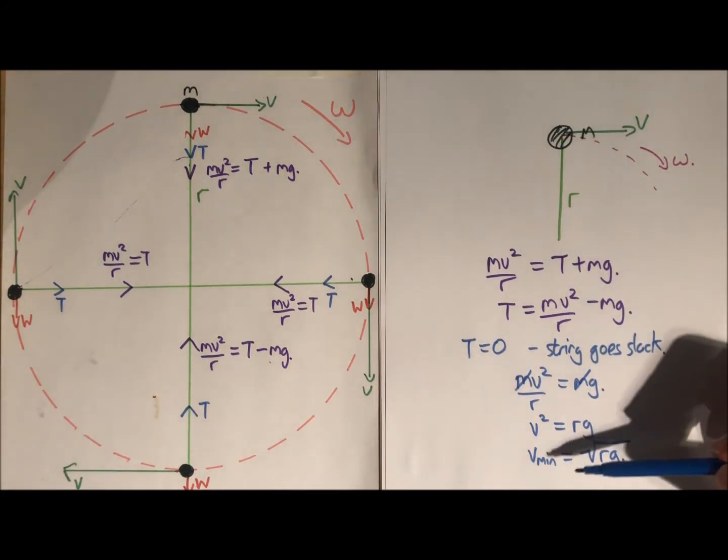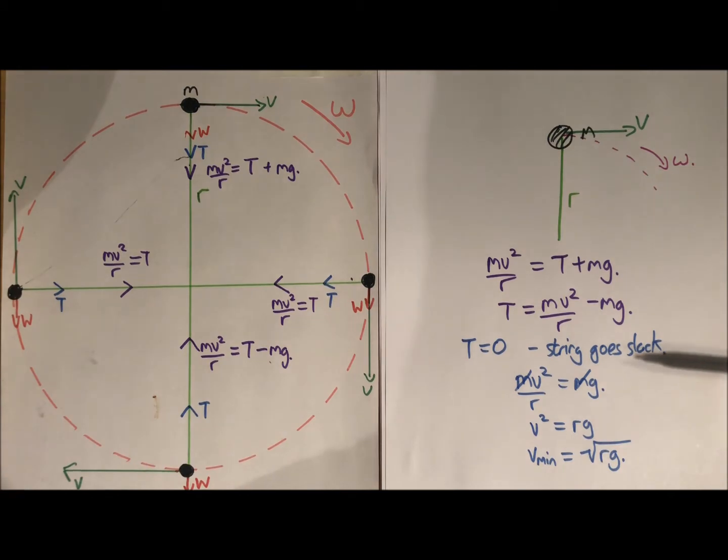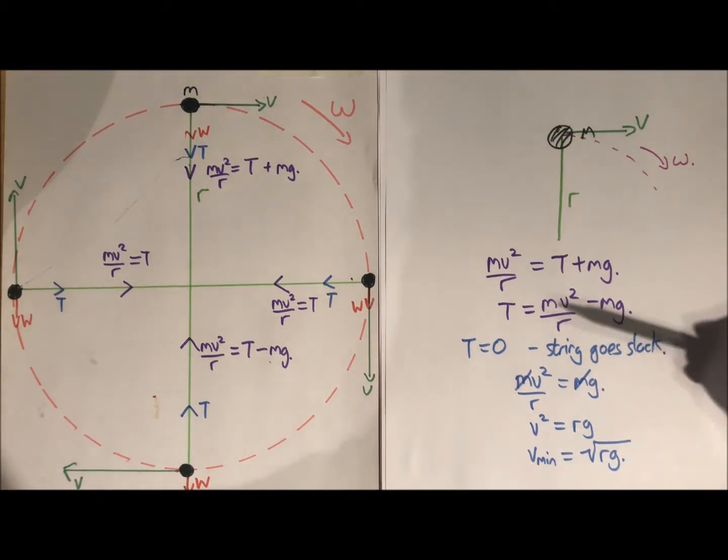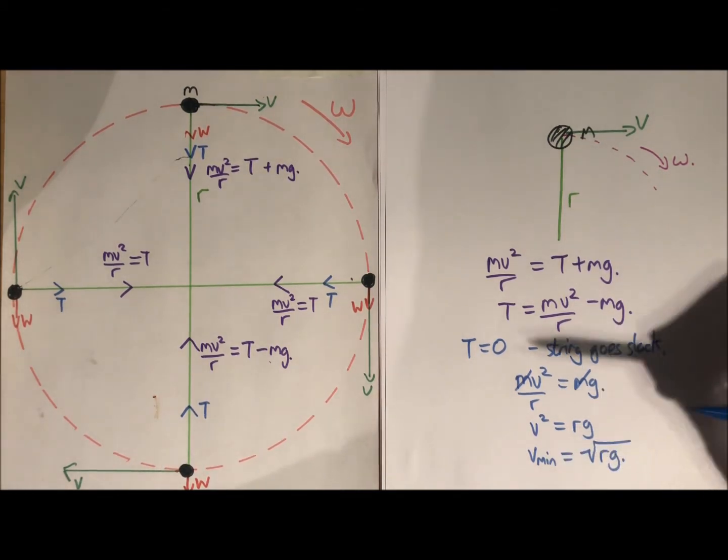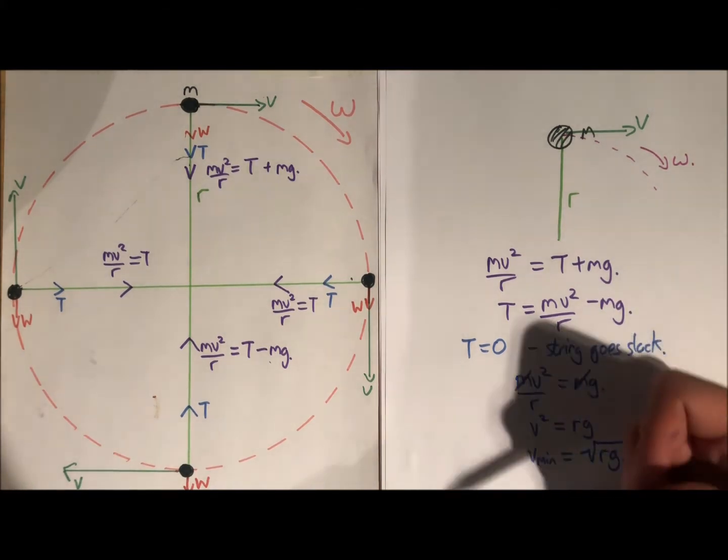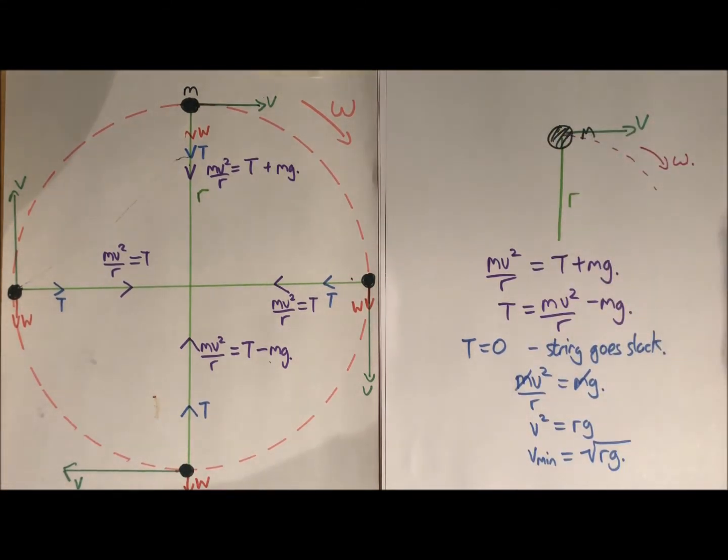Okay, so we've got a minimum velocity to maintain circular motion. Lower than that, we will lose the tension completely and it won't follow circular motion. Higher than that, we will gain some tension and it can keep going.